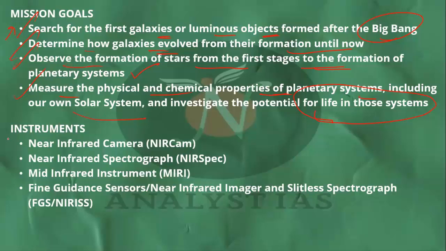The instruments used in James Webb Telescope, the question can come from here as well. So please pay attention. Near infrared camera, NIRCam, near infrared spectrograph, NIRSPEC, mid infrared instrument, MIRI, fine guidance sensors or near infrared imager and slitless spectrograph, FGS or NIRISS. Fine. So these are the instruments that have been included in the James Webb Space Telescope.